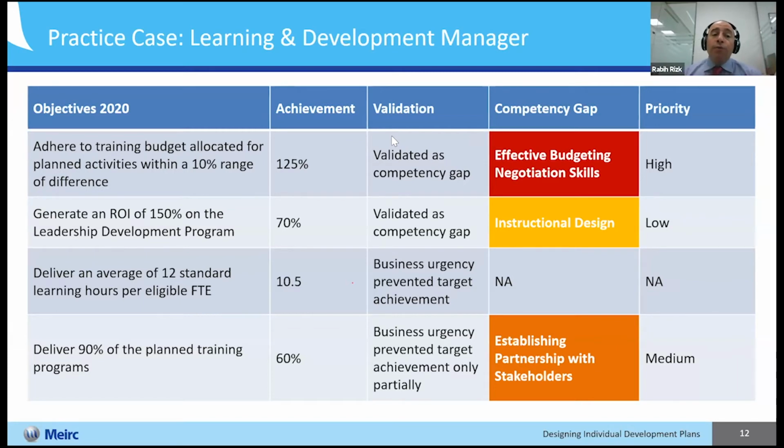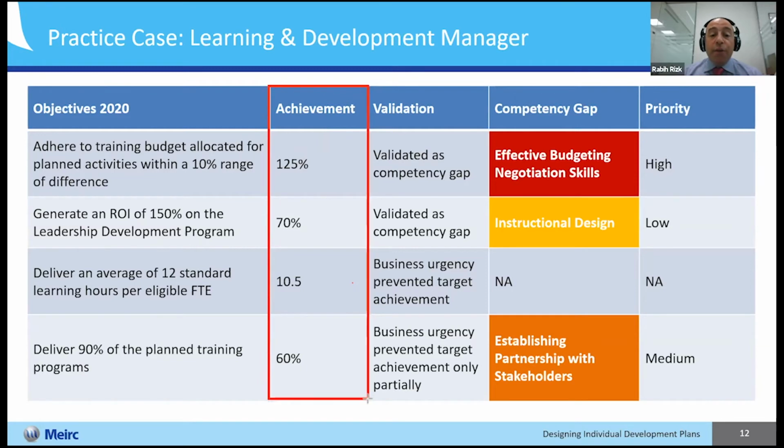Generate an ROI of 150% on the leadership development program. And certainly, we're assuming that they are running a leadership development program in 2020. Deliver an average of 12 standard learning hours per eligible full-time employee, and deliver 90% of the planned training programs in 2020. These were the objectives of this learning and development manager for 2020. And on the second column, as you can see, we are looking at the achievements.